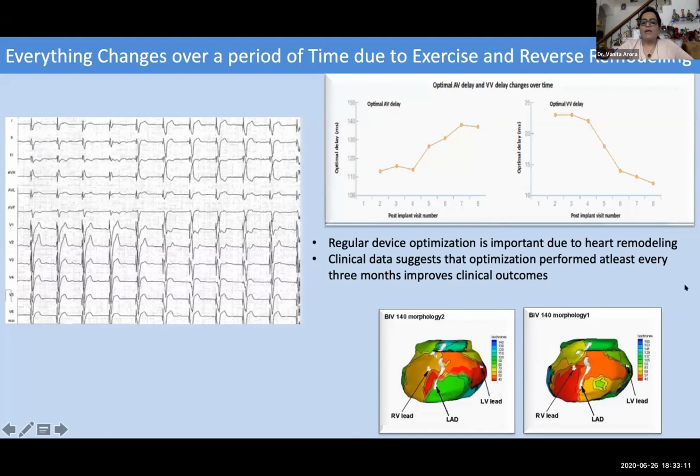Here I want to add a point that we have to keep these patients on a regular device optimization follow-up, because once they start exercising, whatever work we have done to place the AV delay and VV delays gets changed with exercise. So dynamic AV delays are very important. And in addition to that, once the patient starts to have reverse remodeling, whatever you have programmed 6 months ago does not count. So you have to keep these patients on a regular follow-up so that you can change the parameters as and when needed and give these patients a better outcome.